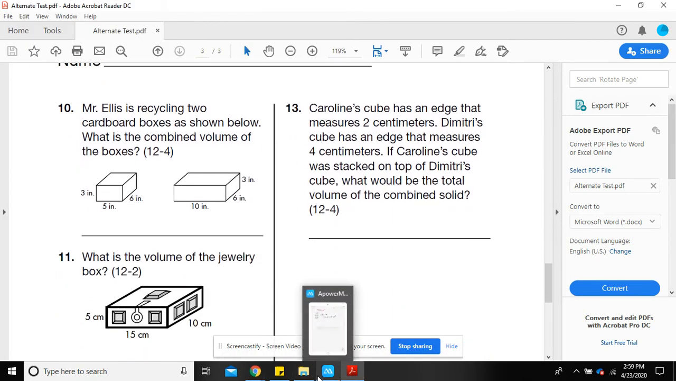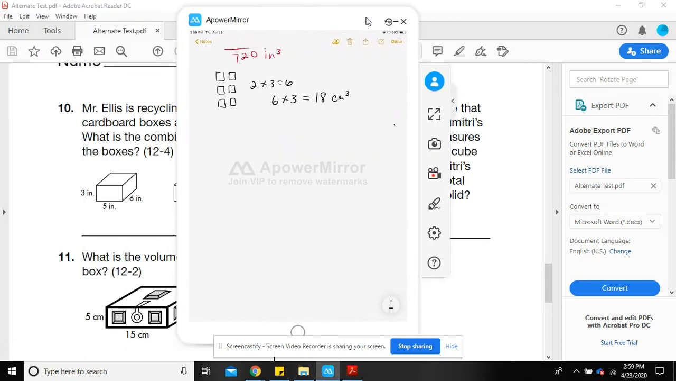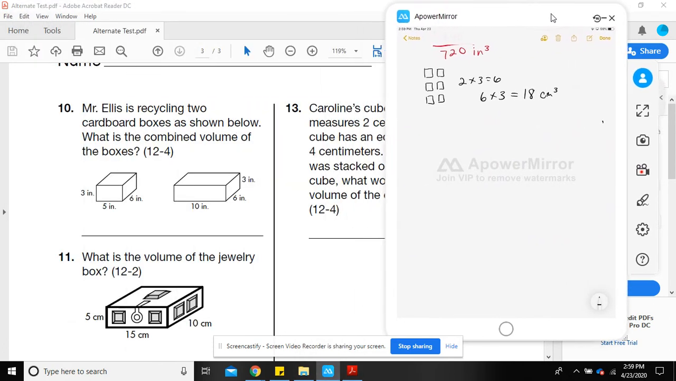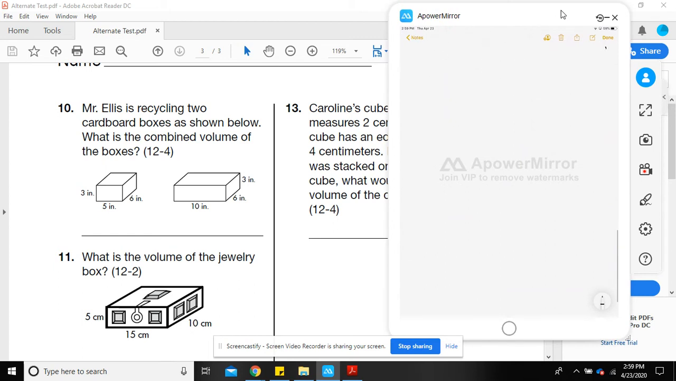Mr. Ellis is recycling 2 cardboard boxes as shown below. What is the combined volume of the boxes? Ooh, they make it easy for us because they broke it up for us instead of us having to break it up. Okay, so Mr. Ellis is recycling 2 boxes. We have to combine the volumes. Okay, so that first one.